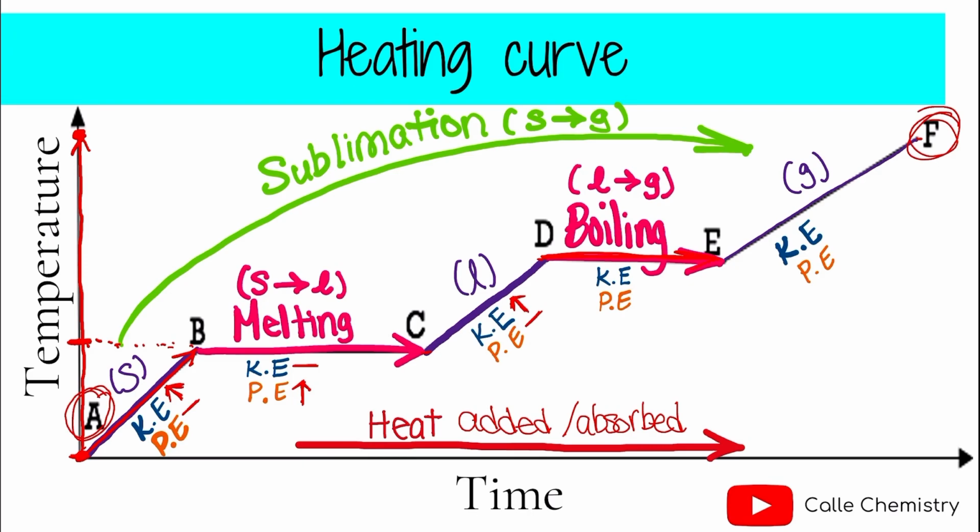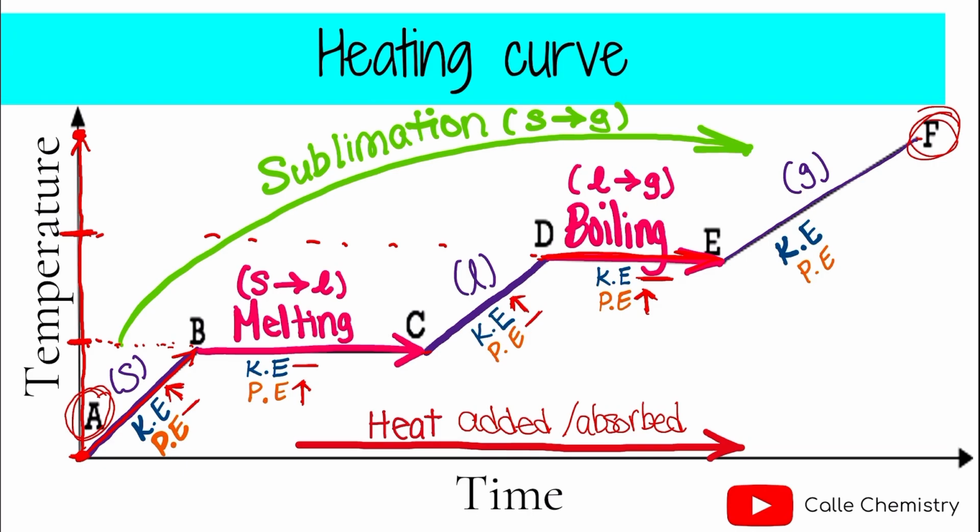That means that the temperature is staying constant, so the kinetic energy is staying constant. If we go to the y-axis, the boiling is happening at one temperature. The boiling point is at one temperature. Now that means that the potential energy must be the one that is changing, and it's going to be increasing.